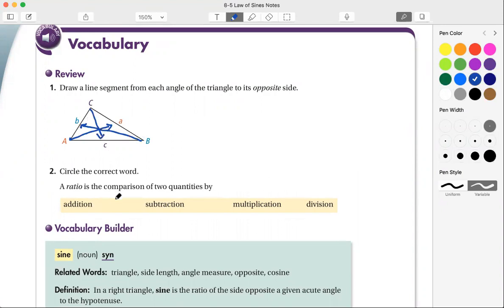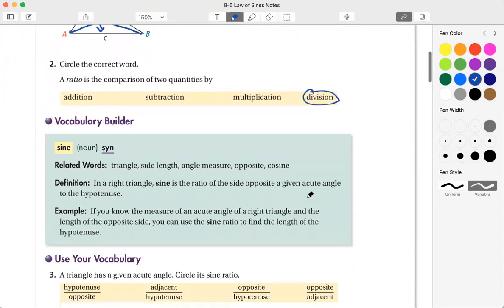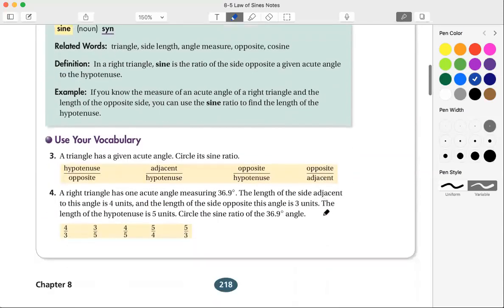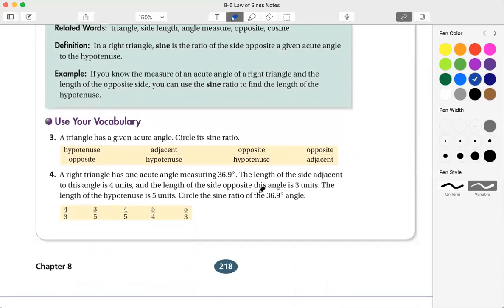A ratio is a comparison of two quantities by division. Okay, so sine. In the right triangle, the sine is the ratio of the side opposite of a given acute angle to the hypotenuse. So if you know the measure of an acute angle of a right triangle and the length of the opposite side, you can use the sine ratio to find the length of the hypotenuse. So a triangle has a given acute angle, find its sine ratio, and it's going to be opposite over hypotenuse.